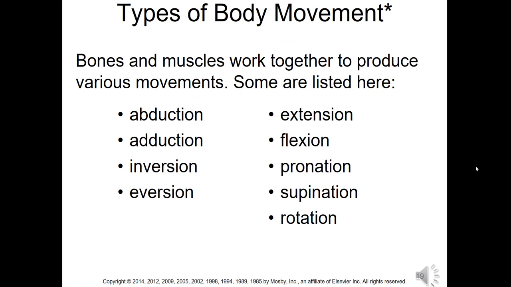So there are different types of movements in the body. Bones and muscles work together to produce these movements. Some of these movements are listed here. Abduction and adduction. A good way to remember the difference between these two, and I think a lot of you already know this, is adduction is addition. So you are adding to the body, or you're bringing something back to the body, and then abduction is taking away. Inversion and eversion, extension and flexion, pronation, supination, and rotation.